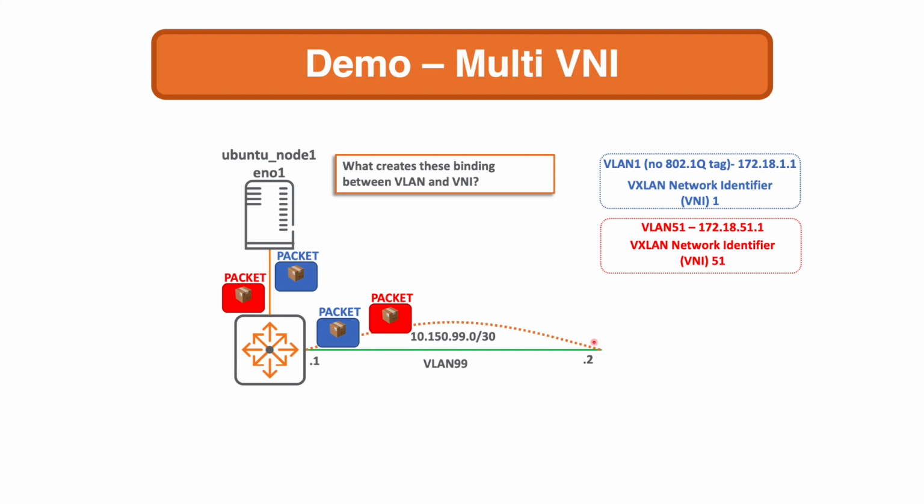And also, this goes in reverse. You know, this isn't unidirectional that we're talking about. So there's also a binding from VNI to VLAN. The traffic that's coming in, the red packet here, marked with VNI 51, will exit this switch, all things being good, marked as VLAN 51 as it returns.